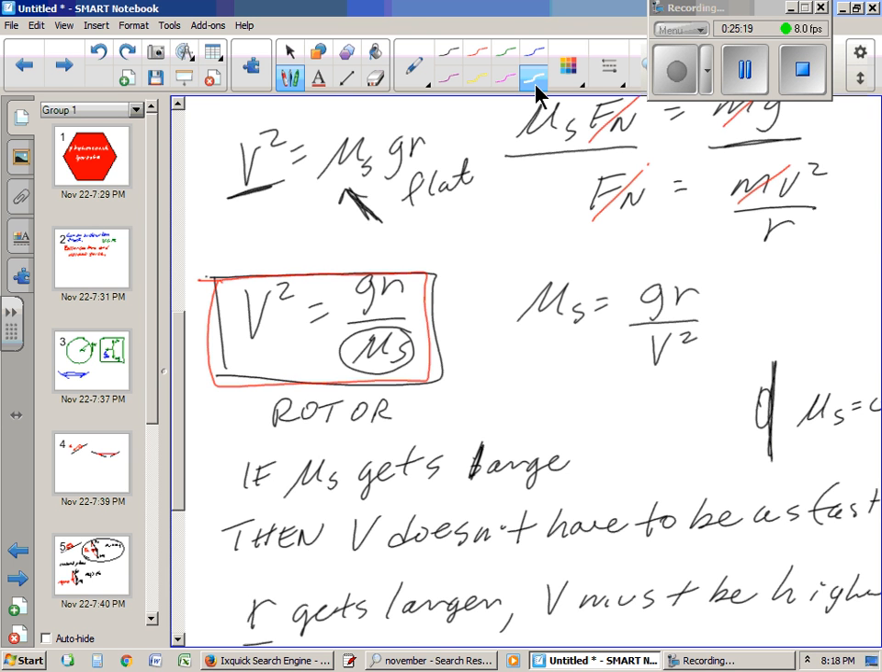Okay, so we'll see you guys pretty soon, and have fun with uniform circular motion. This will be, by the way, in chapter 5, over on the right-hand column, along with the uniform circular motion for the cars on the flat track and the roller coasters from last week.